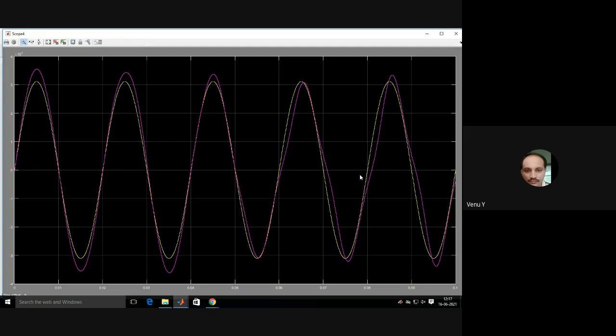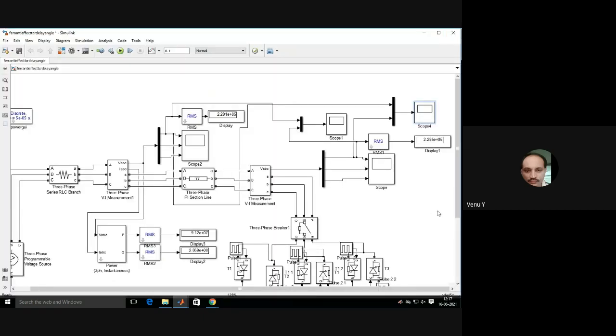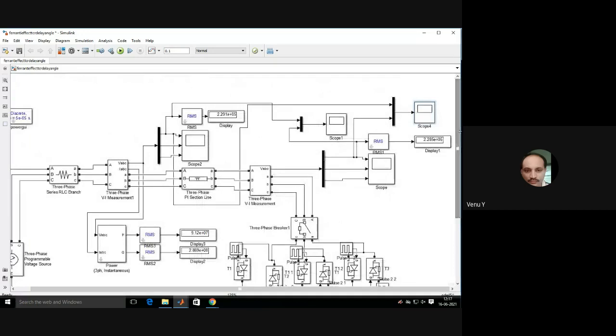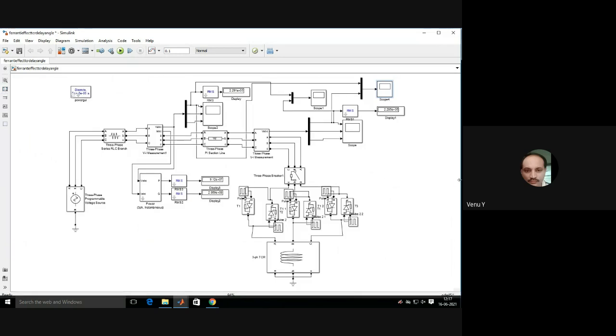Small variation in the primary sending end and receiving end voltages. Okay, it can be accepted, which is within the acceptable limit. But of course, if you want to control precisely, go for closed loop control. Plus or minus 5% is accepted. So this is about TCR control and mitigation of the Ferranti effect using TCR.